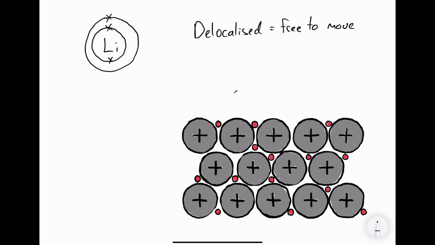The delocalized electrons, shown here, are free to move around the giant lattice between the positive metal ions. And the metal ions are positive because they have lost one electron, so they've lost one negative particle. This would happen in other metals as well, because metals lose electrons to become stable.